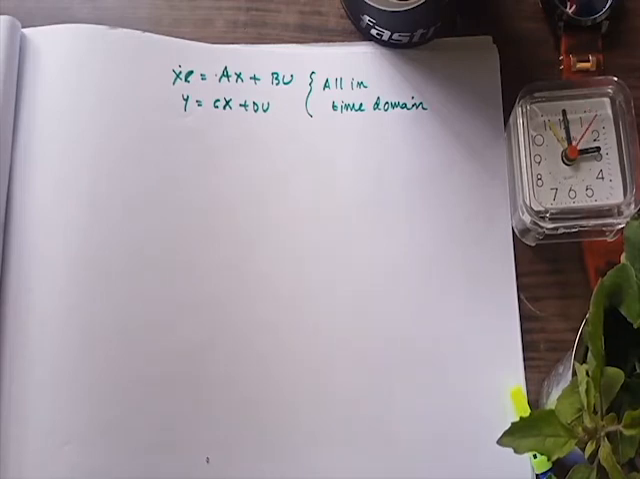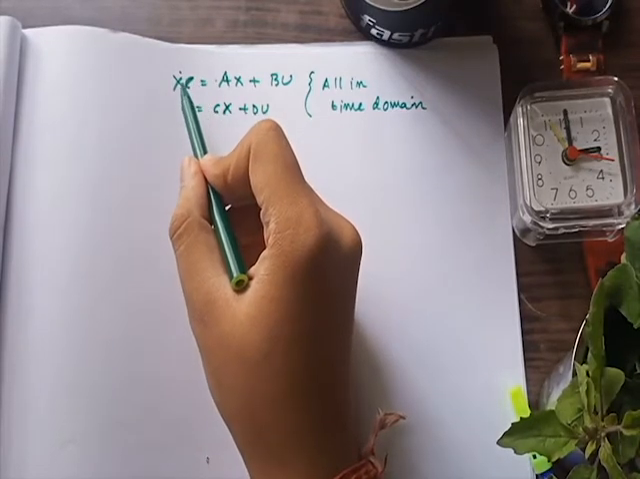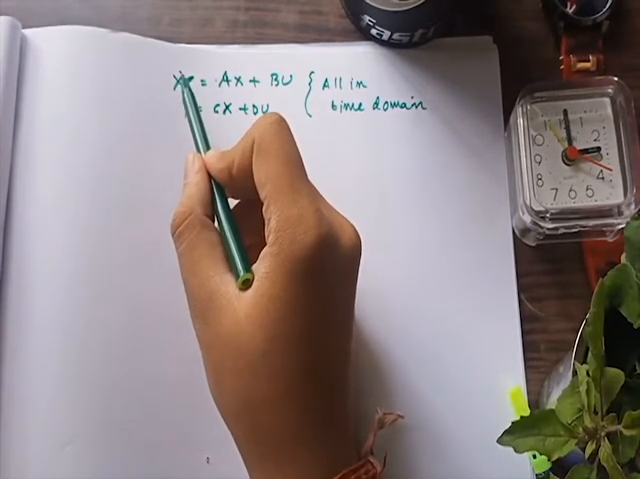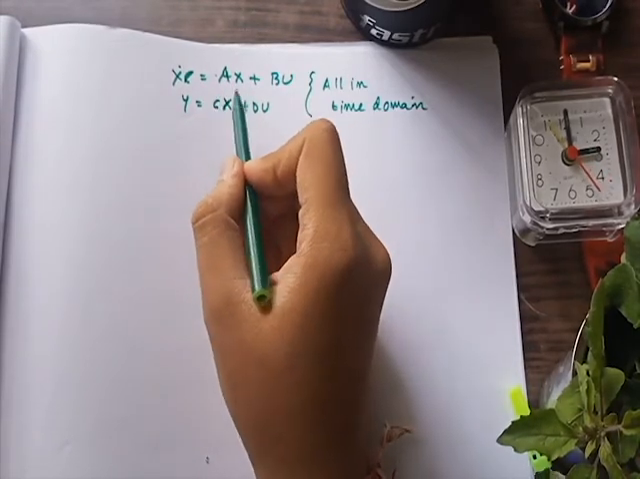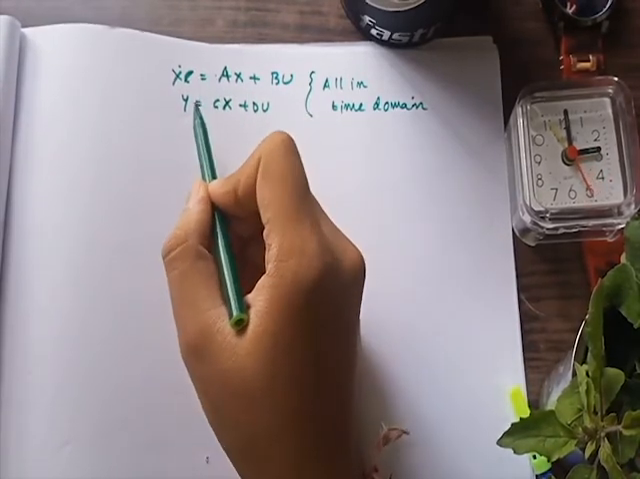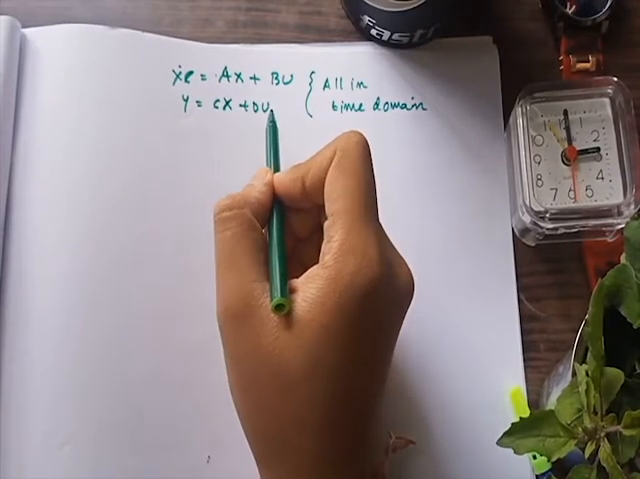In order to derive the transfer function, we have to know the state equation. So I have written down the state equation here. The state equation says that x dot is equal to A times x of s plus B times u of s, which is known as the state equation, and the output equation is y is equal to C times x of s plus D times u of s.